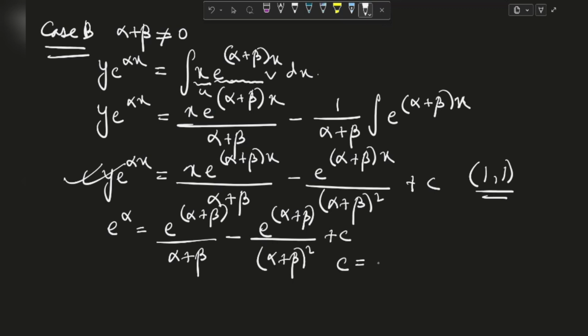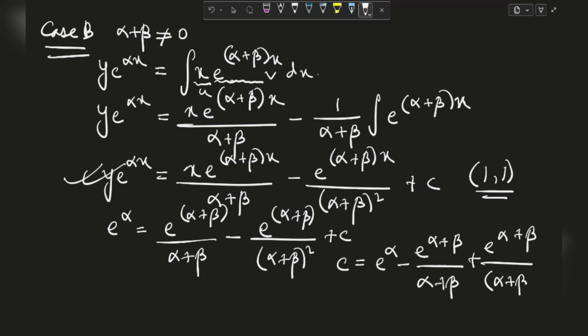So c comes out to be your e^α minus e^(α+β) divided by (α+β) plus e^(α+β) divided by your (α+β) whole square. This is what we have as the value of the constant. So now let's put this into our final equation and let's manipulate that a bit.